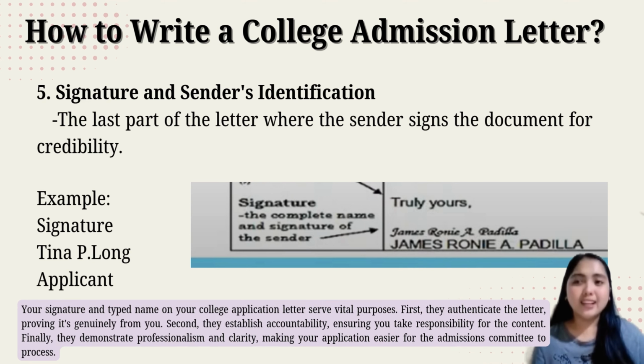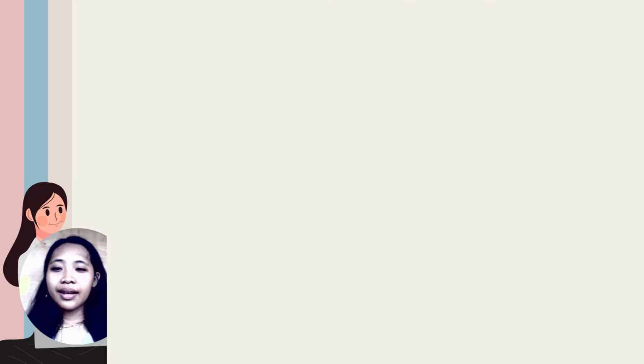Your signature and typed name on your college application letter serve vital purposes. First, they authenticate the letter, proving it's genuinely from you. Second, they establish accountability, ensuring you take responsibility for the content. Finally, they demonstrate professionalism and clarity, making your application easier for the admissions committee to process.